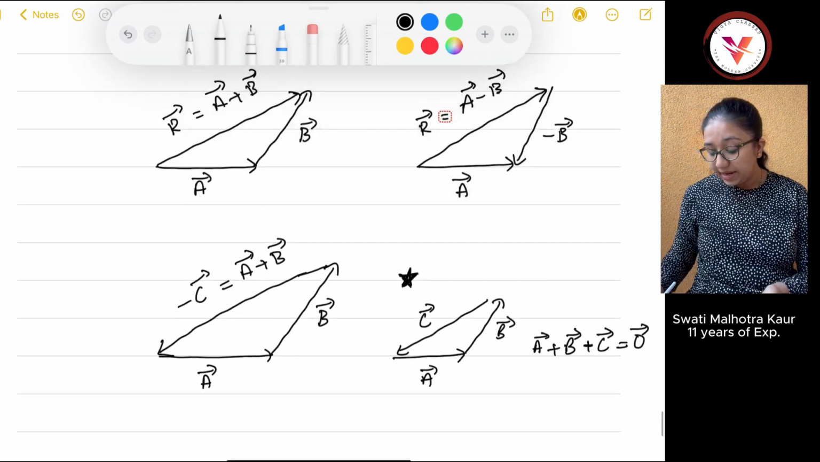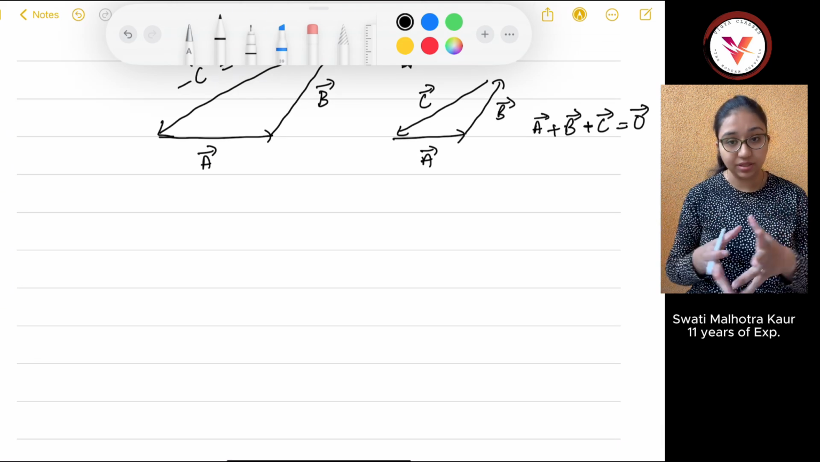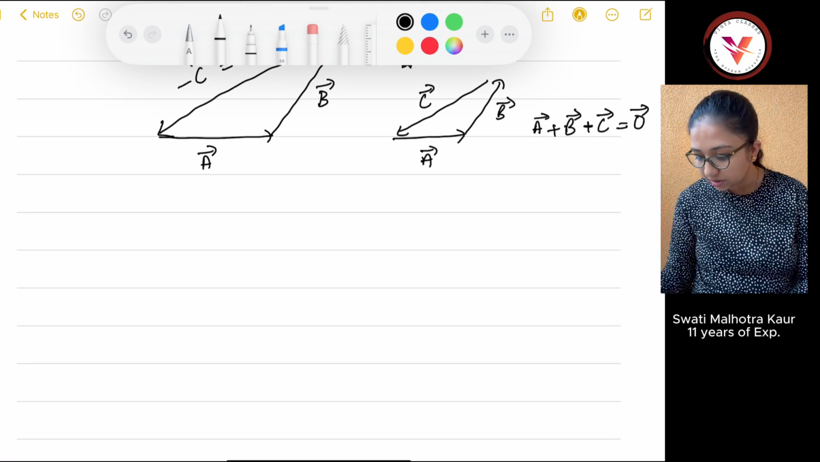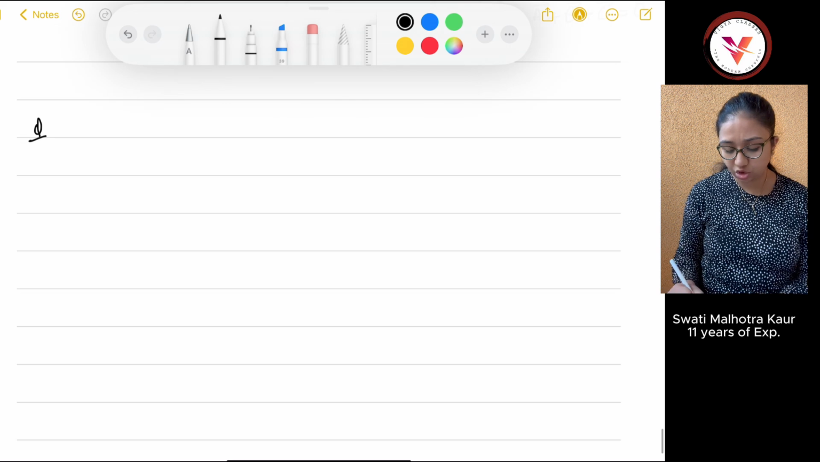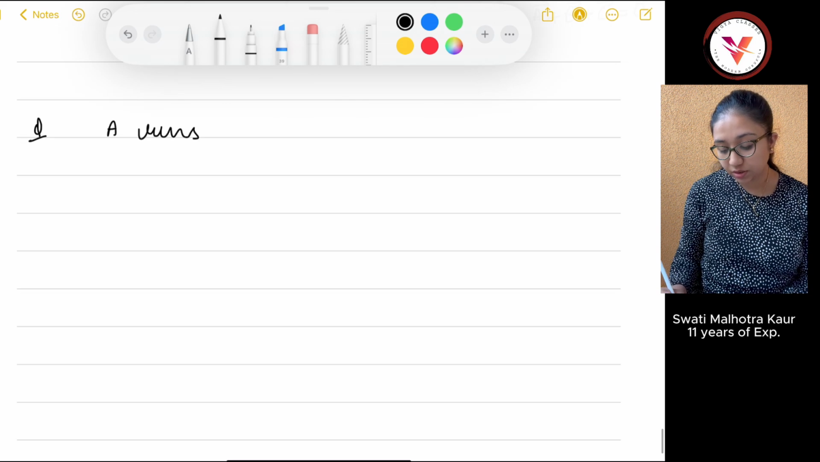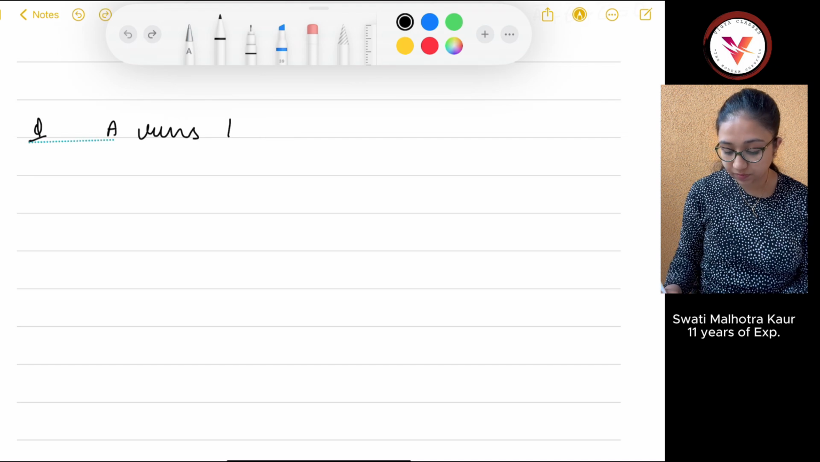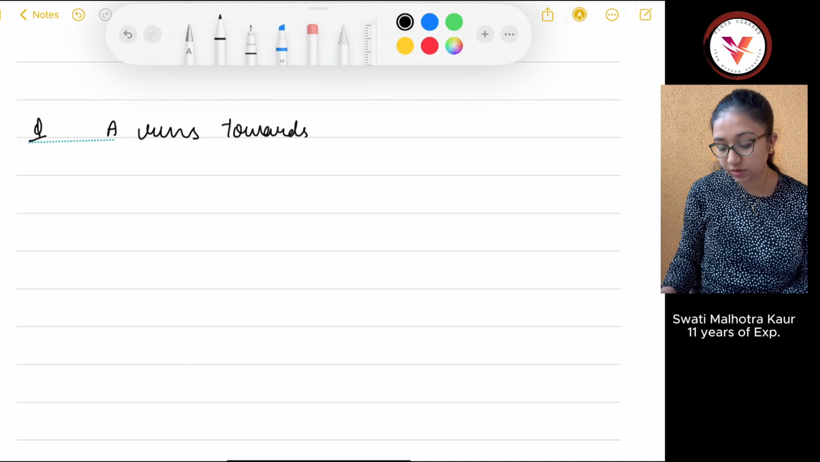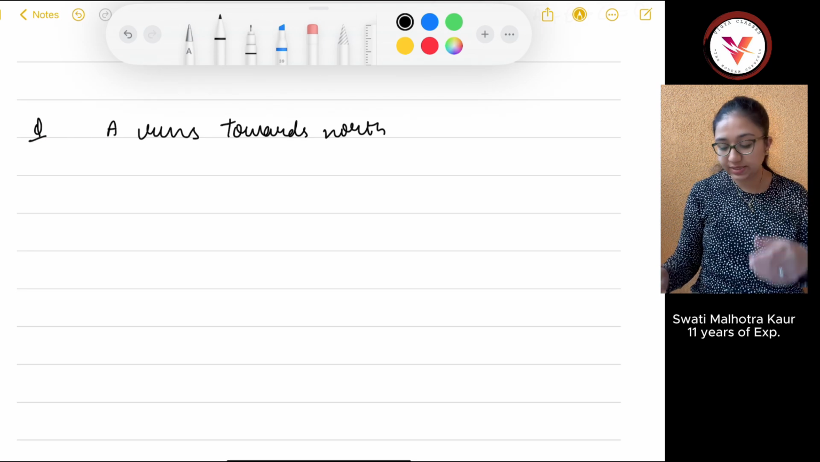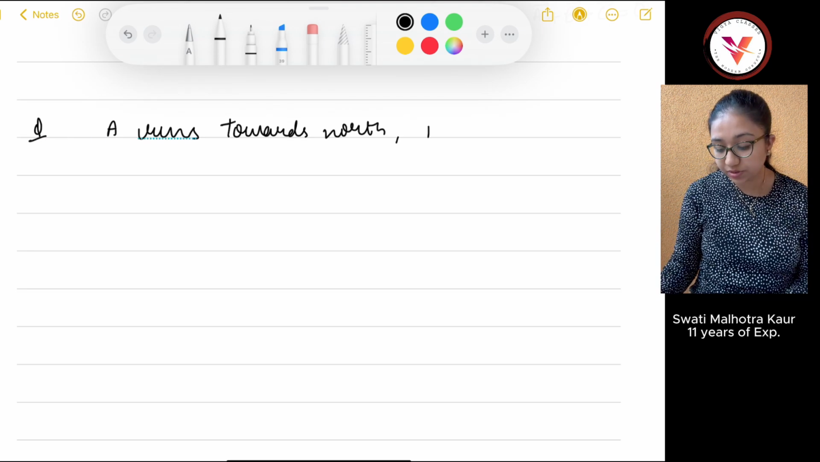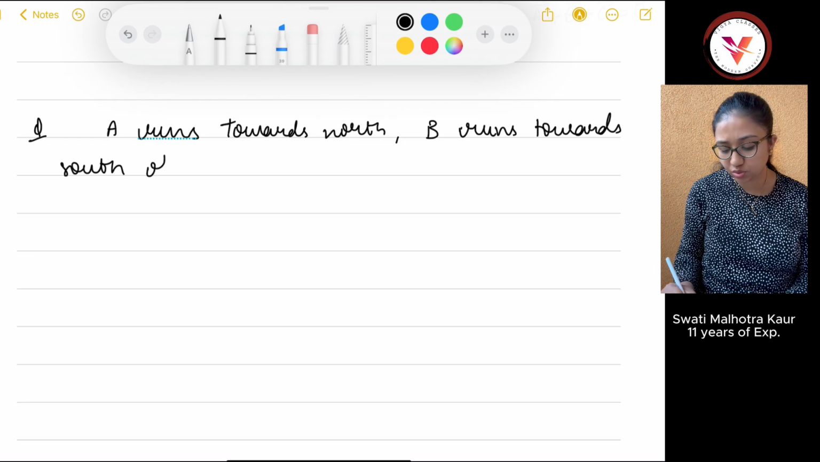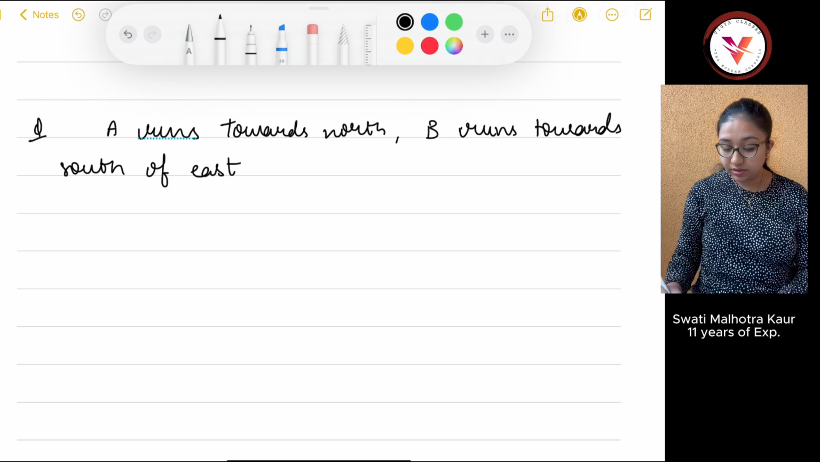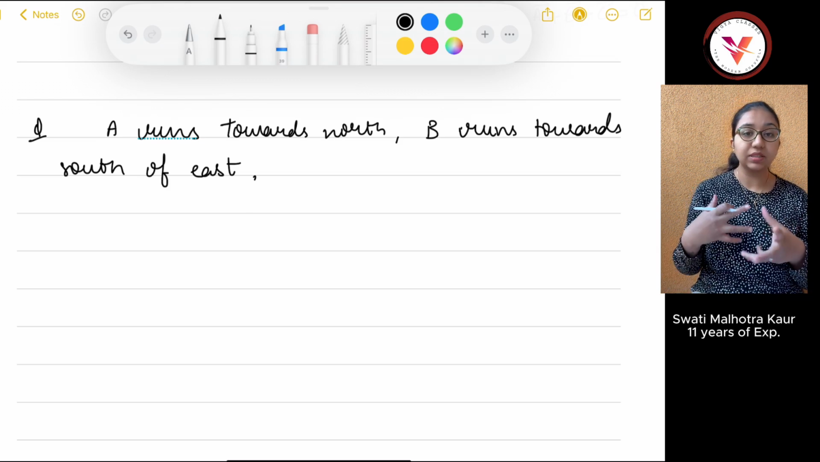Okay. Next, we can understand some of the numericals, so we can develop our concept more. Okay, so let's do the first question. Let's consider an object A that runs towards north with a ball in his hand, and then it passes the ball to object B, which moves or runs towards south of east, the same distance. Okay. So if these two vectors are considered, then what is the resultant?